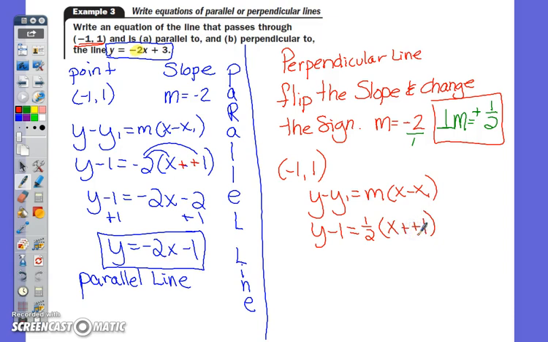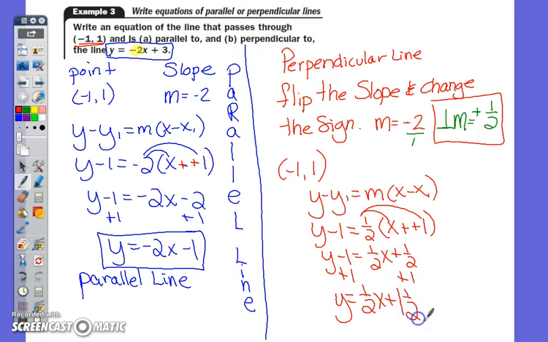Remember, don't forget to turn that to positive. So we have y minus 1 equals 1/2x, because I multiplied. And then 1/2 times 1 is just plus 1/2. We add our 1 over, and we get y equals 1/2x plus 1 and 1/2. Here's my perpendicular line. What are we perpendicular to? We're perpendicular to the formula they gave us.